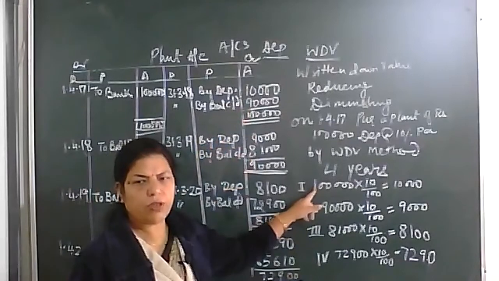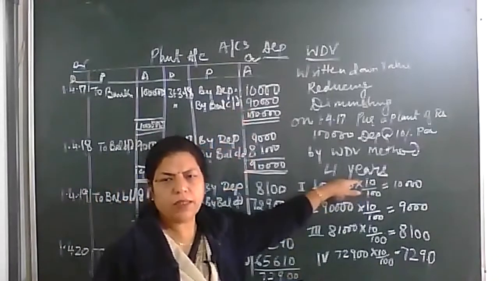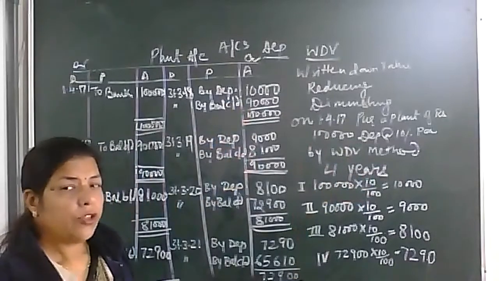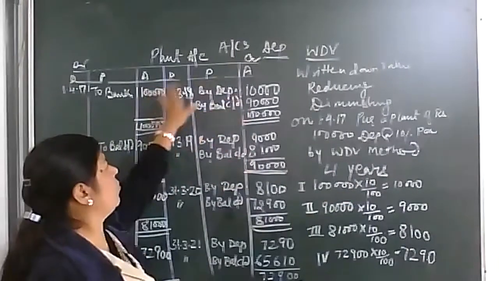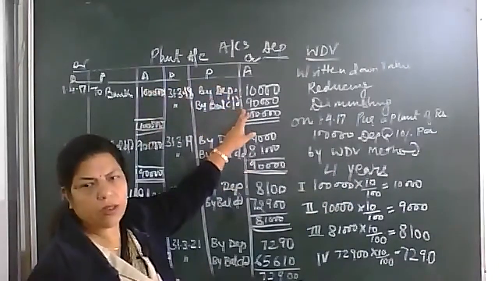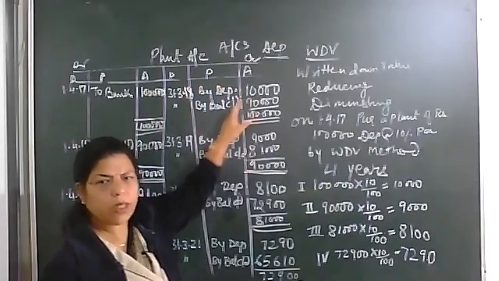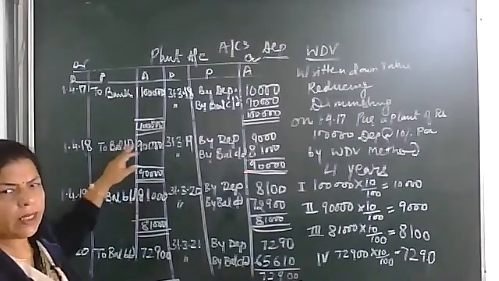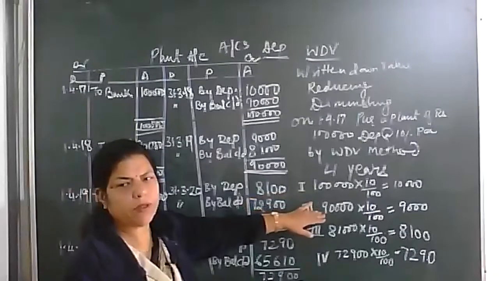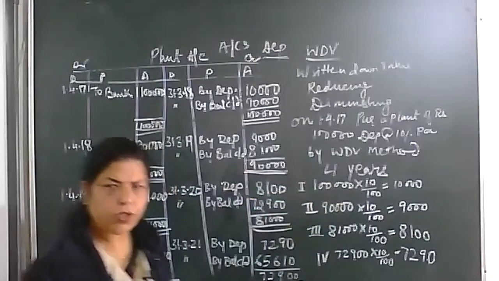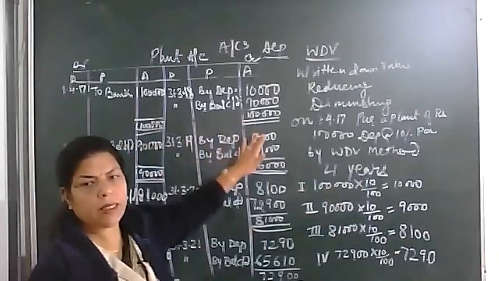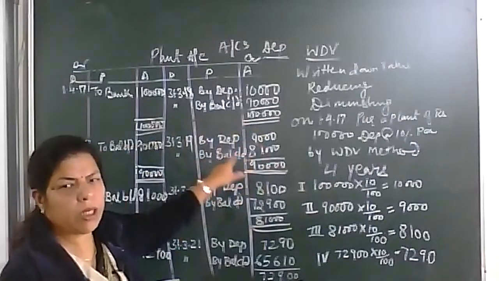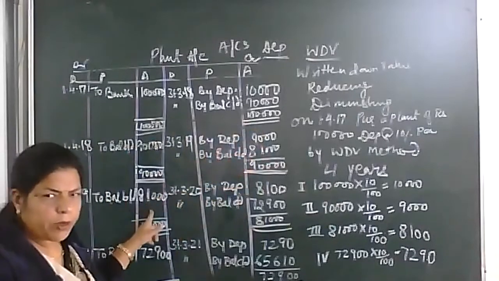First year on 1 lakh, 1 lakh into 10 upon 100, that is 10,000. So when we subtract 10,000 from 1 lakh, the balance is 90,000. This 90,000 closing balance will come here as opening balance. Then on 90,000, second year 10%, that will be 9,000. So 90,000 minus 9,000, that is 81,000. Now this 81,000, which is the closing balance, will come here and become the opening balance.